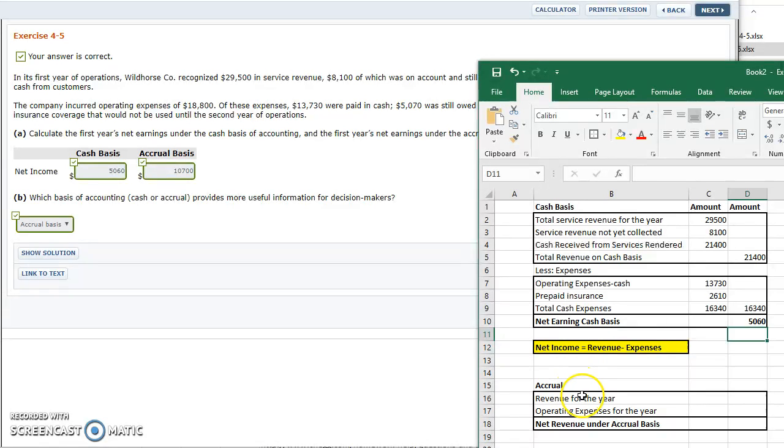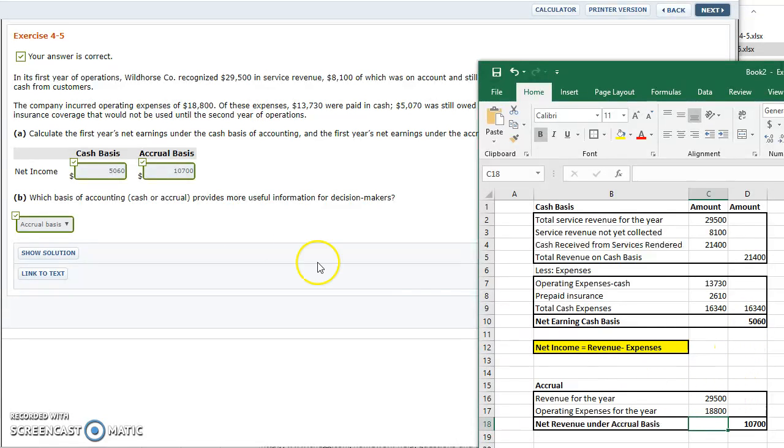Now to calculate what it would have been for accrual, it's actually even easier. We're just going to take our total revenue, which is 29,500, minus the operating expenses for the year, which is 18,800. Oops, that would help if I put the right amount in. Can't miss those zeros. Okay, that's better. That gives us 10,700 in accrual. So you can see there is a pretty big difference there.